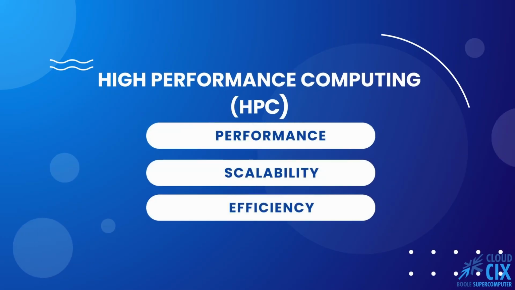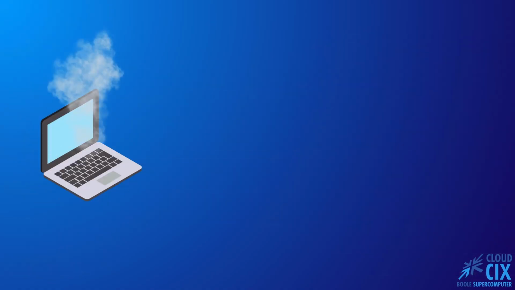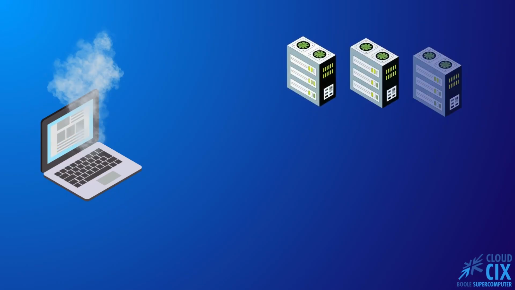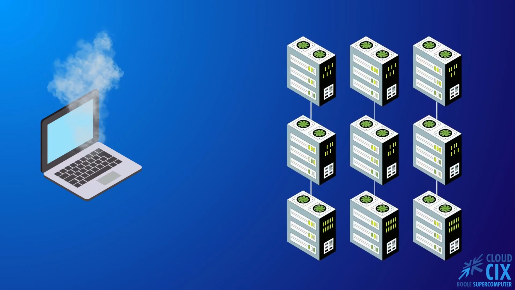High-performance computing, or HPC, is about solving big, complex problems by using powerful clusters of computers working together. Instead of relying on a single machine, HPC systems divide tasks across many processors, letting scientists, researchers, and students run simulations, analyze data, and train AI models at speeds that aren't possible on a single system.